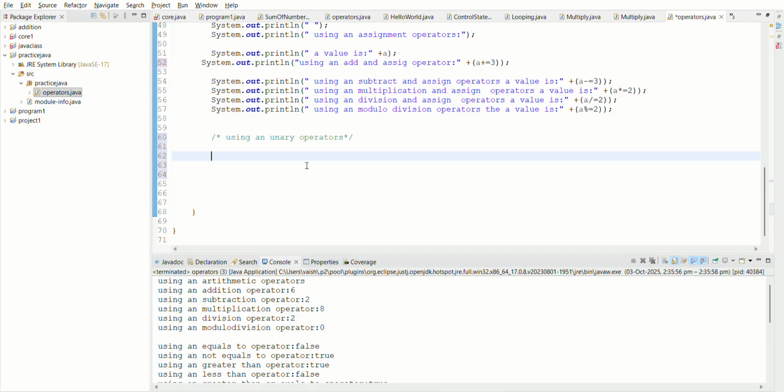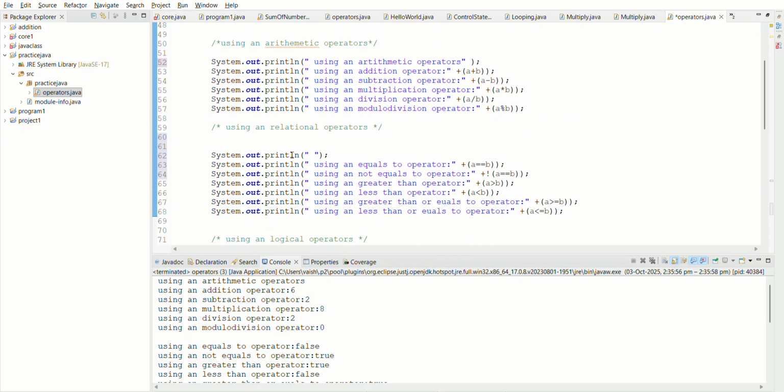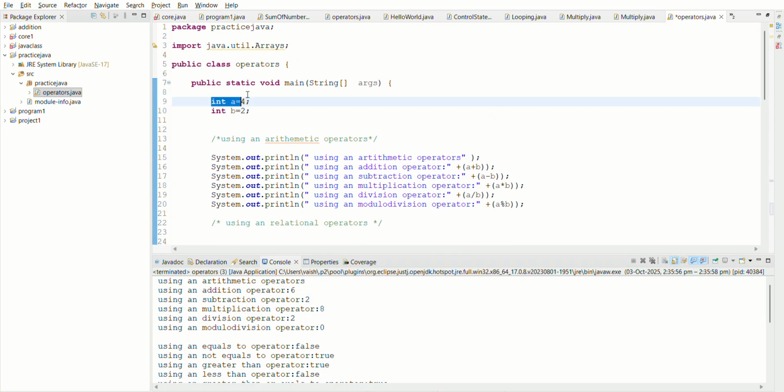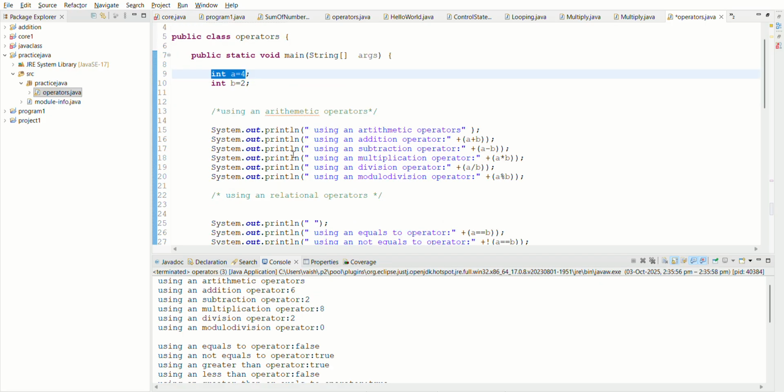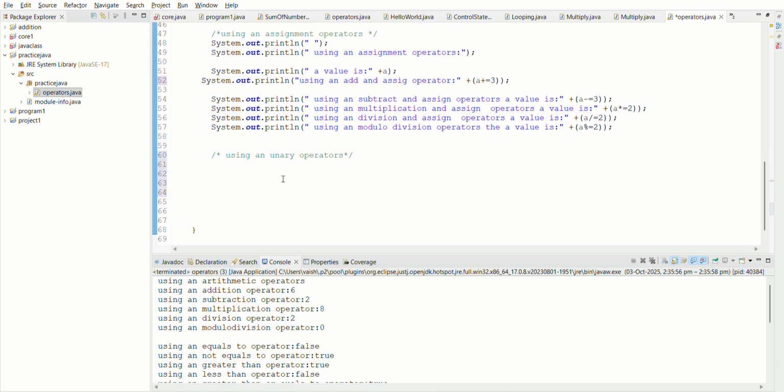So when we use a unary operator, it increments the value by 1. Suppose we write a plus plus, that means it increments the value by 1. Suppose here we take a value 4. So if we use a plus plus, it means 4 plus 1, 5. So in the increment operator, we have two different types. What are those? Pre-increment and post-increment.